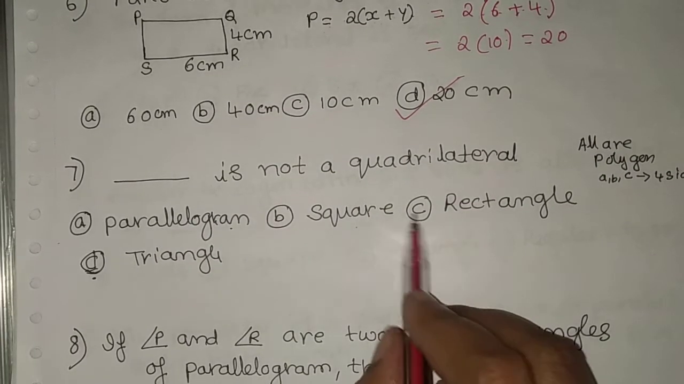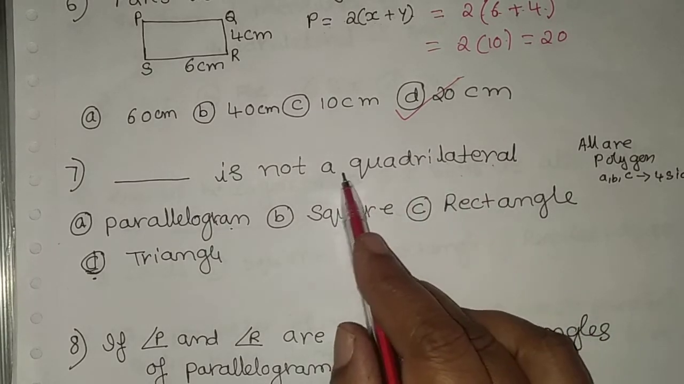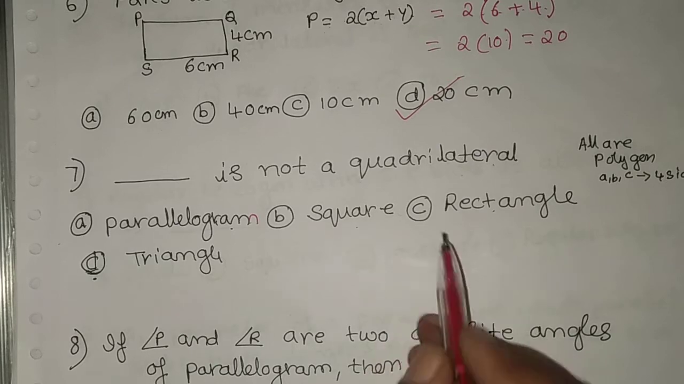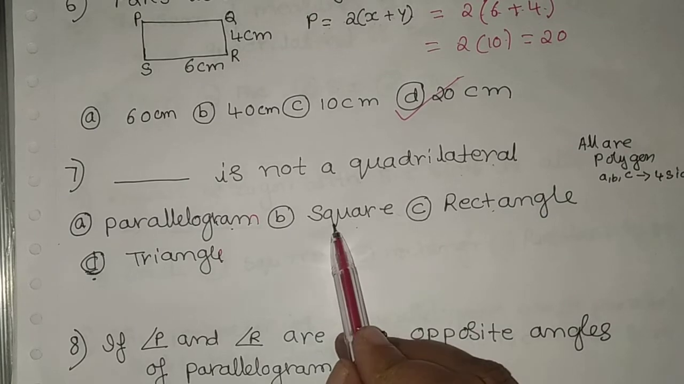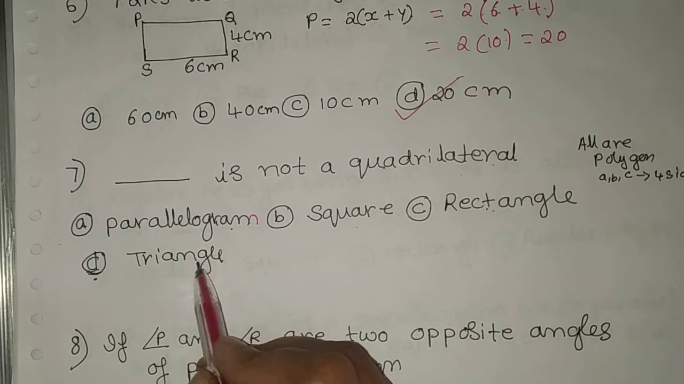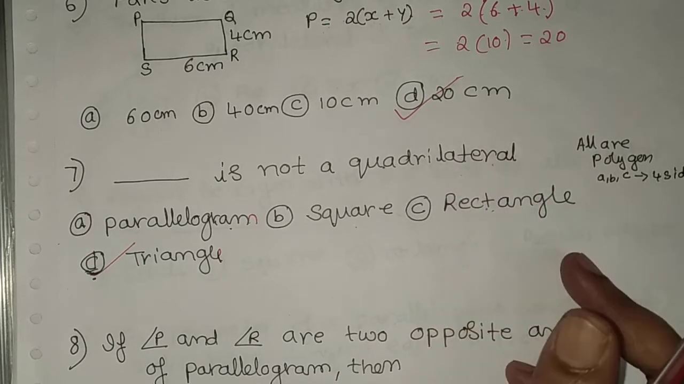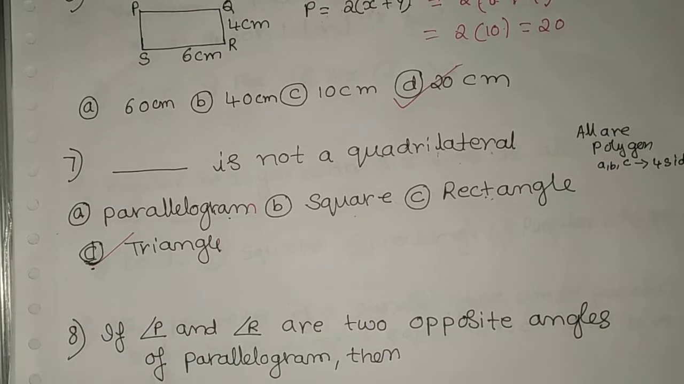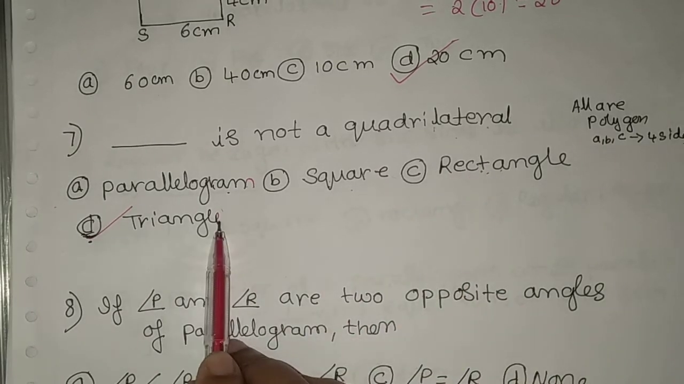Next one, seventh one, dash is not a quadrilateral. Four options are given: parallelogram, square, rectangle and triangle. Since a quadrilateral is a 4-sided figure, the square is correct, rectangle is correct, parallelogram is correct, and triangle is the correct option. All the polygons A, B, C have 4 sides, so all quadrilaterals have 4 sides. So option D is the correct answer. Triangle will have 3 sides. These 3 figures will have 4 sides. This one is only having 3 sides.